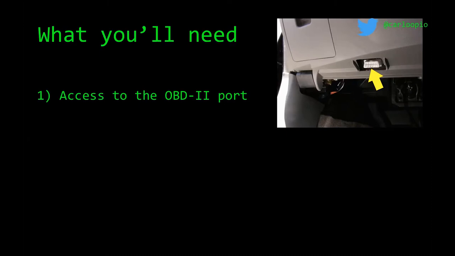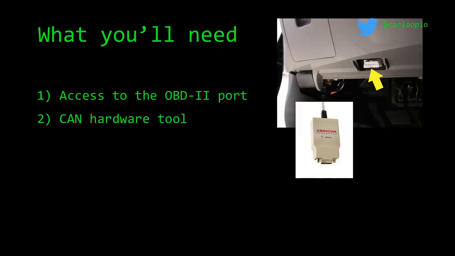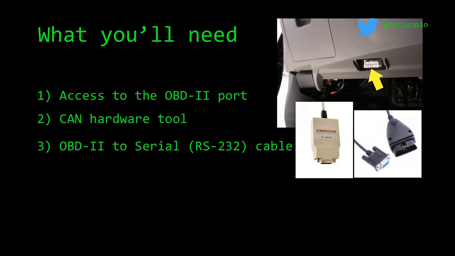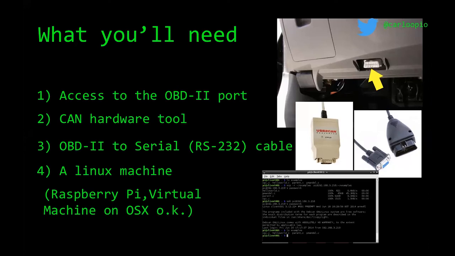very easily and control the car. It's completely unencrypted. So you need a CAN hardware tool. This comes in many, many shapes. You can find one that goes from the OBD2 port to an RS-232 connector. Really what you're looking for is a microcontroller that has a CAN controller on it and a CAN transceiver. Some of these tools are pretty affordable, but it does require you to buy another cable to go from the OBD2 port to the tool, and from the tool to your computer. If you don't have RS-232, it's kind of a pain. And you also need a Linux machine.